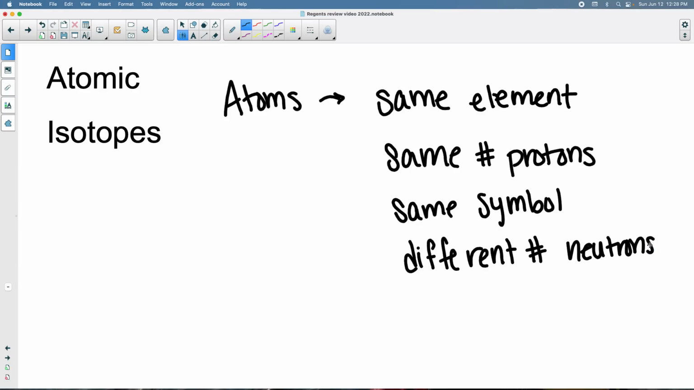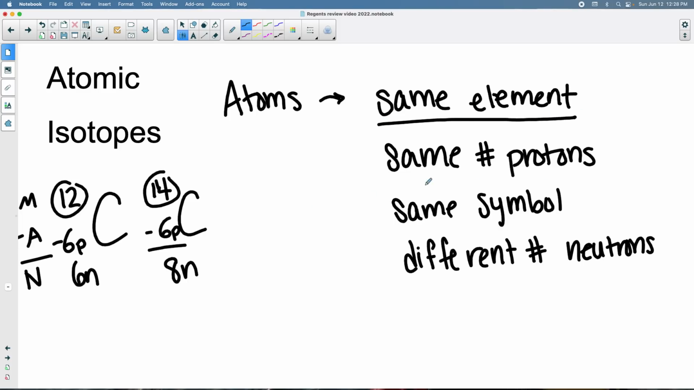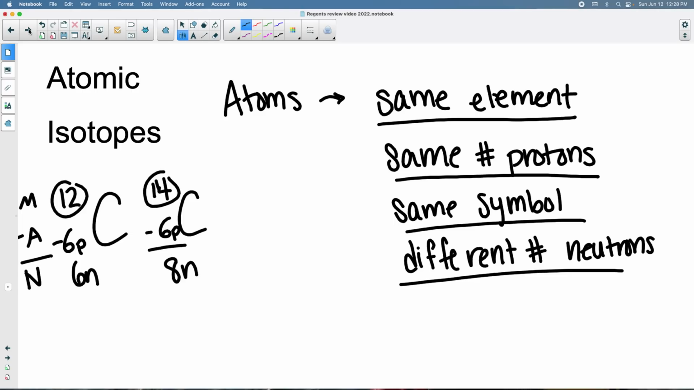Now, these isotopes, for example, could be one of the sets that we often see, like carbon-12 and carbon-14. If we look on the periodic table, carbon has the atomic number 6. If we do mass number minus atomic number, we get neutrons. So each of these has 6 protons, but when we add the protons and the neutrons, we get a different number. So anytime they ask you about isotopes, it's atoms of the same element, which means they have the same number of protons and the same symbol, but they're going to have different numbers of neutrons.